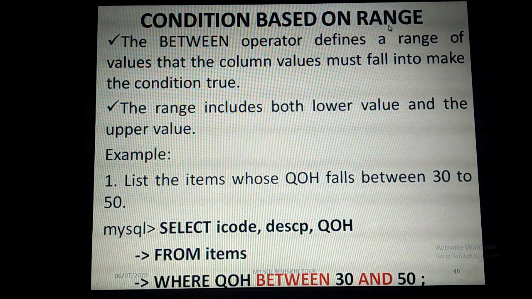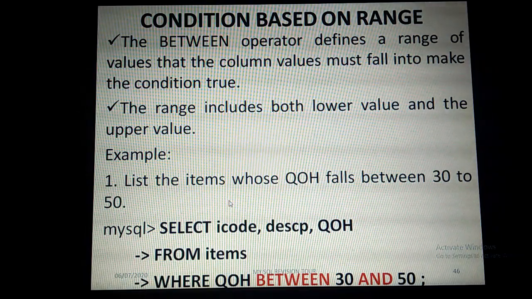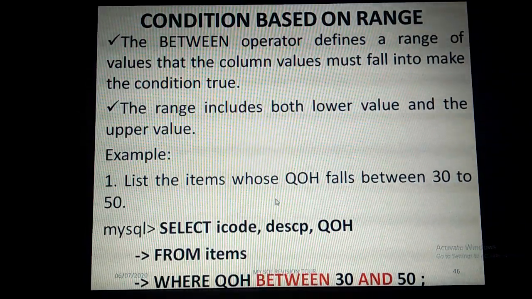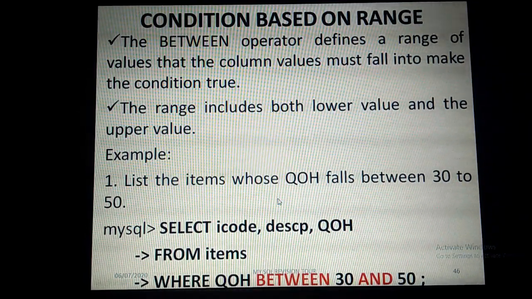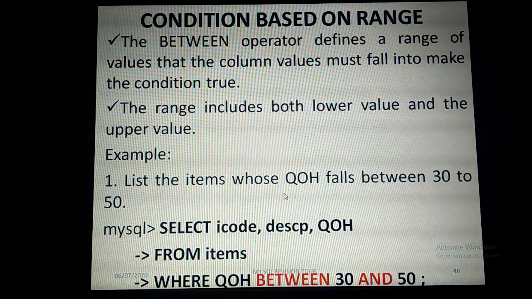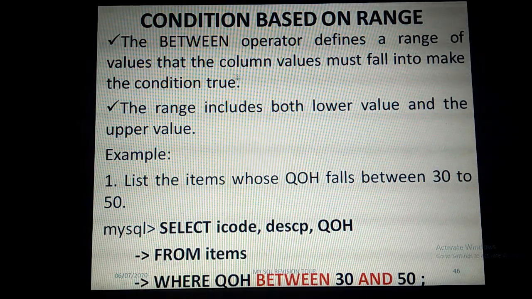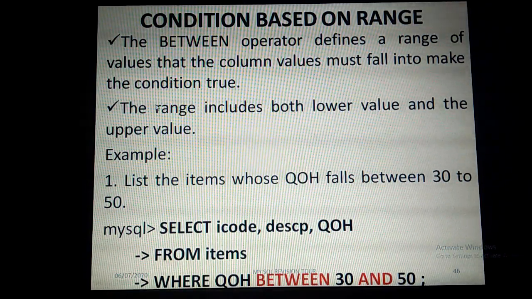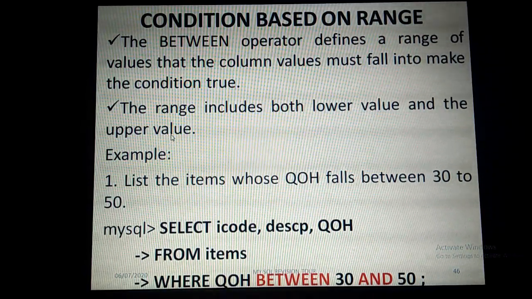Next is condition based on range. Already we have seen some of the conditions in the where clause. Here, how to apply the condition on a range of values, that is upper limit and lower limit, if you have two ranges, in that case which operator can be used? Here the between operator is going to be used to define the range of values that the column values must fall into to make the condition true. The range includes both the lower value and the upper value. So lower limit and upper limit we will have in the range.